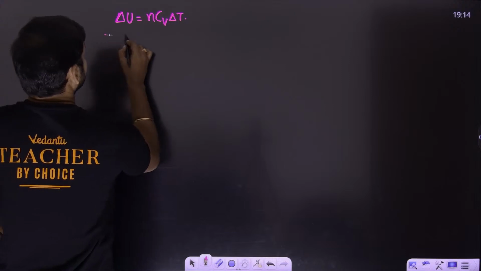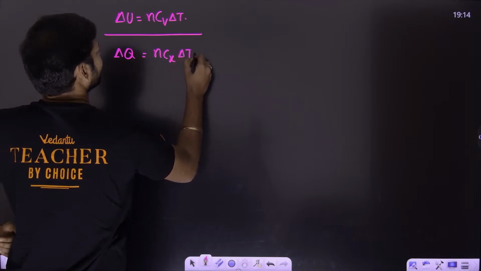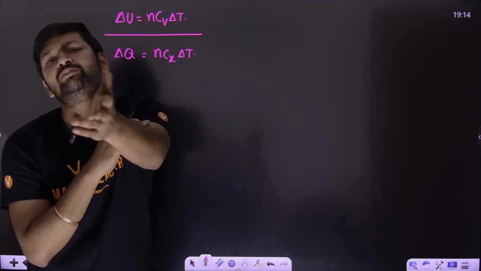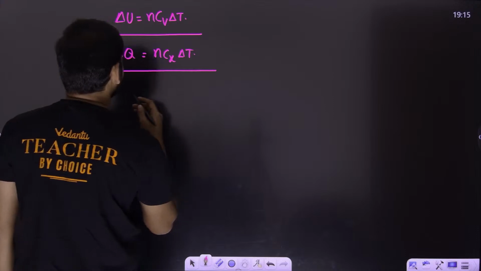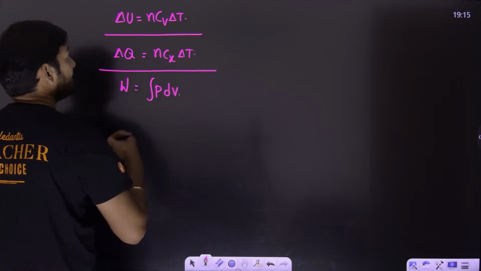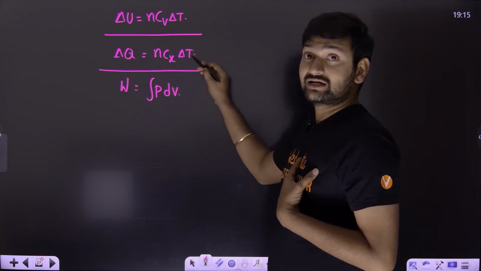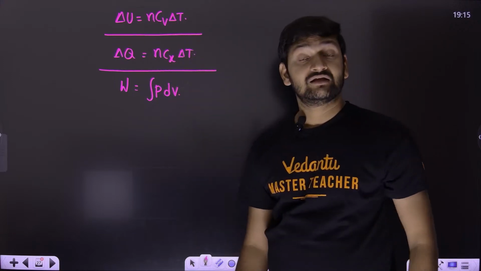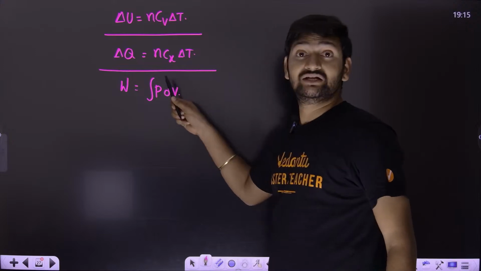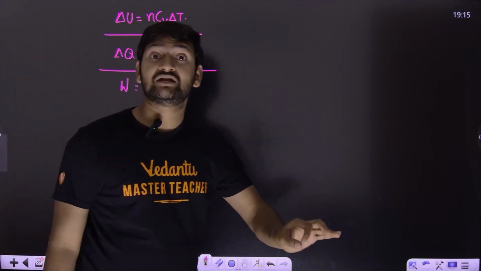Okay, now look. What about delta Q? It is nCx delta T, because we are talking about a polytropic process. Let's take the C to be Cx, X indicating the polytropic process. This is where the challenge comes. Work done is integral PdV. Man, when I am using the first law of thermodynamics, I have delta Q in terms of delta T. I have delta U in terms of delta T. So my final answer for work also should be in terms of delta T. That means dT should be there. dV should be replaced with dT.